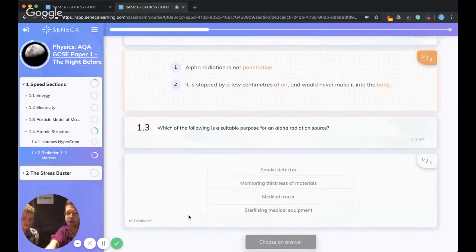But what is a suitable use for alpha radiation? Do you know? Shout out in the chat. Which one of these is going to be the best one for alpha, considering that it is stopped by air? What's going to be useful?